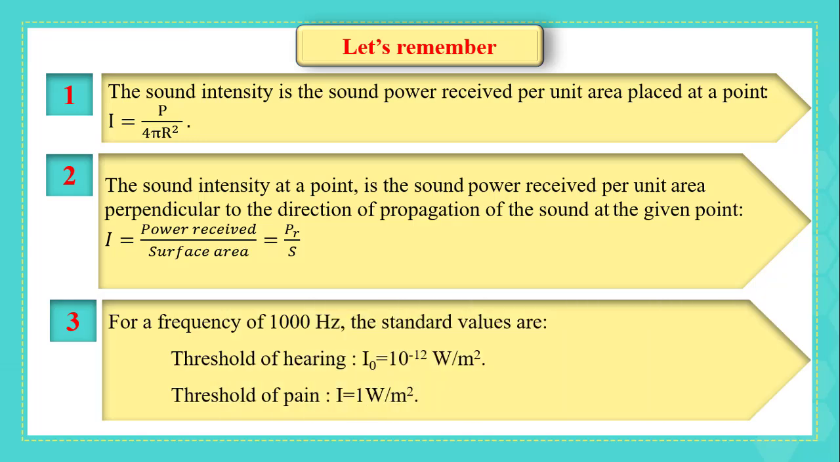3. For a frequency of 1000 Hz, the standard values are: threshold of hearing I0 is equal to 10 to the power minus 12 watt per meter squared, and the threshold of pain is I equal to 1 watt per meter squared.